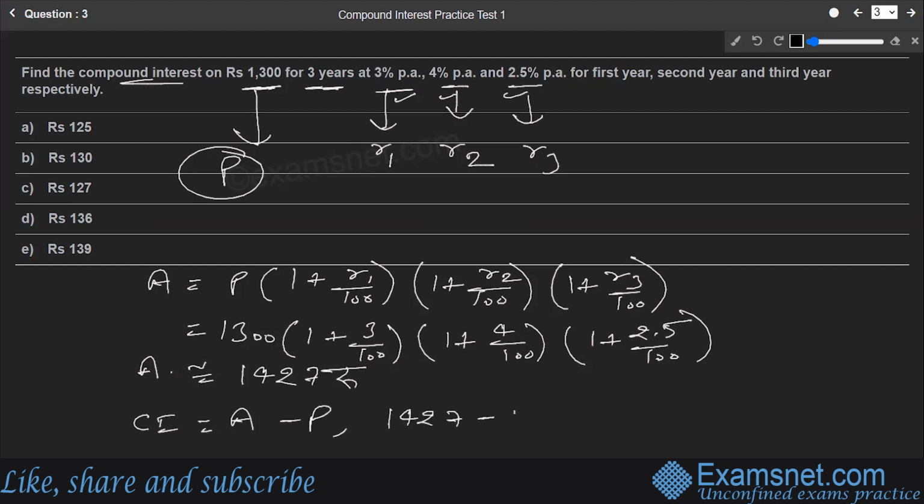Minus principal value invested was 1300. So if we solve this, this is coming out to be rupees 127. So that is the ultimate compound interest value, rupees 127, which is available in option number C and is the right answer.